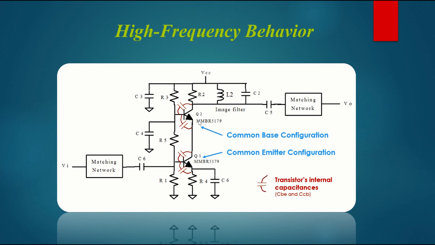And so we care about these capacitances, and it turns out that this cascode configuration, which is a cascade of common emitter and common base, it's a compound amplifier, it actually decreases the effect of those capacitances and makes the amplifier work to much higher frequency.